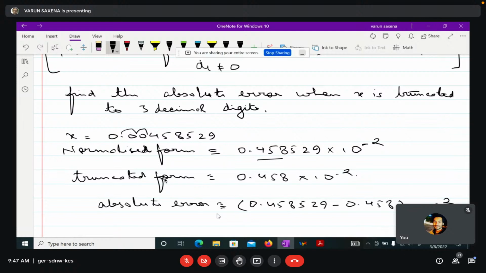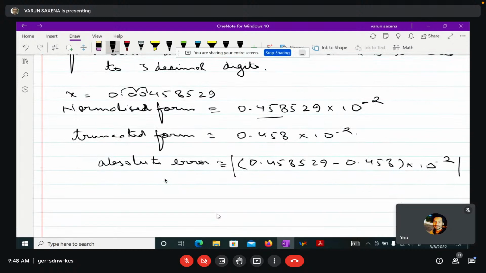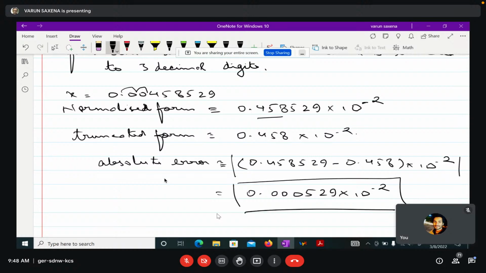So this is the absolute error, and in this case it's a positive quantity, so I'm not taking a mod, but in practice this would actually be a mod. So if you look at it, you get 0.00529 into 10 to the power of minus 2. So this is the absolute error when you're truncating it.